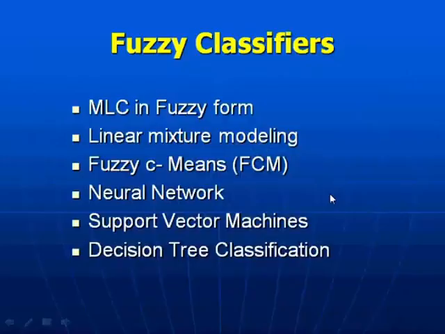When I look at the subpixel classification algorithms, there are many. In fact, subpixel algorithms nowadays are used frequently for producing subpixel classification from hyperspectral data also. So for example, I have maximum likelihood classification in fuzzy form, linear mixture modeling, fuzzy C means, neural network. Even support vector machines can also be used to produce fuzzy classification, and decision tree classification, I would say decision tree regression, can be used for soft classification.